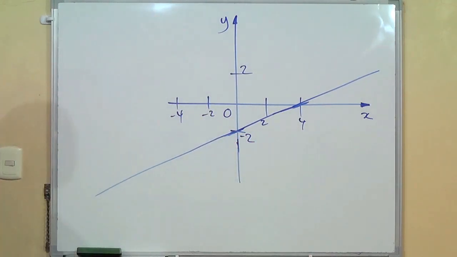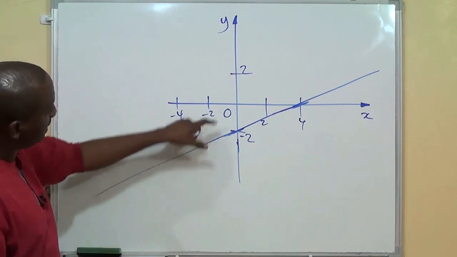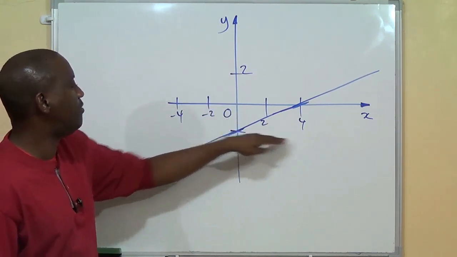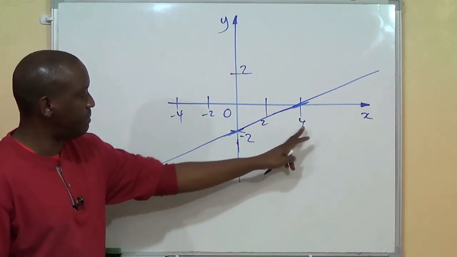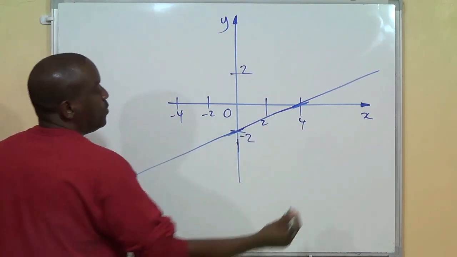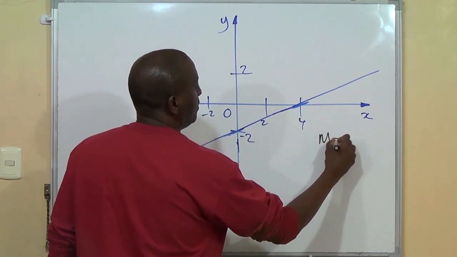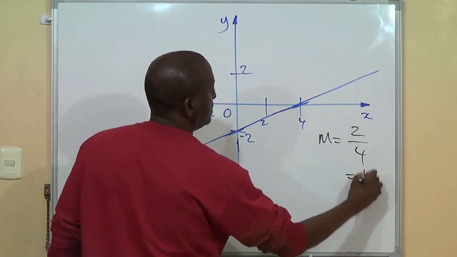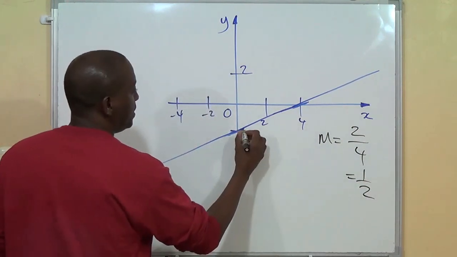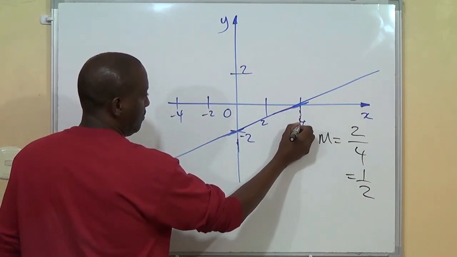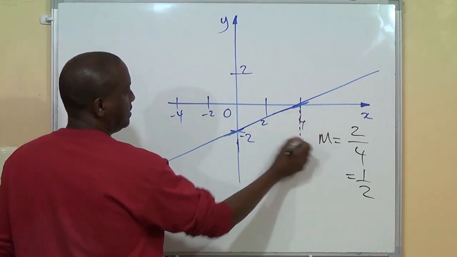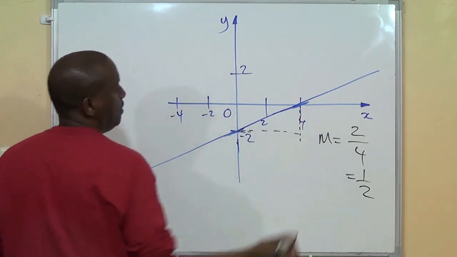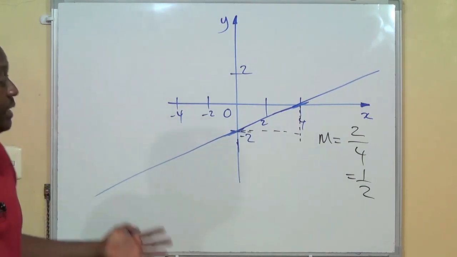I'm going to do it using the visual method, where you see 2 here over 4 here, right? Remember, we're looking at the measurements that they give us. So I can know immediately that the gradient m of this line is 2 over 4, which is equal to a half, simply because I have a vertical distance of 2 matched to a horizontal distance of 4. That is the gradient.